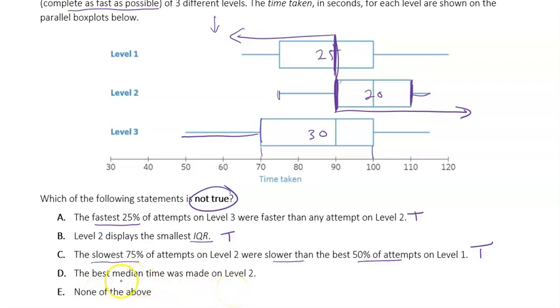D, the best median time was made on level 2. So remember, the best time is going to be the quickest median. So median level 1 at 90, level 2 at 100, level 3 at 90. So that's not true. That's a false statement, likely to be our answer. And E, none of the above. Well, we can say D is a true statement based on those box plots.